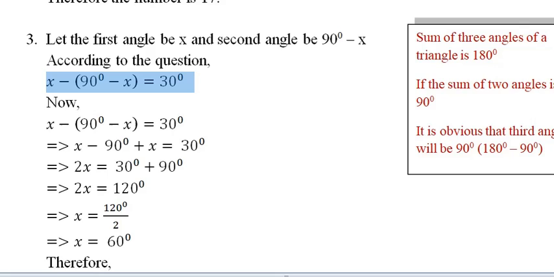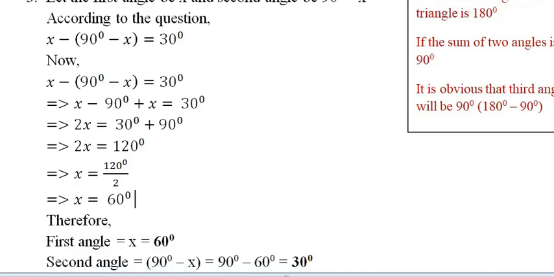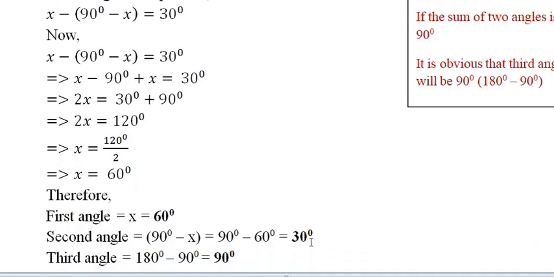So the value of x will be 60 degrees. So we found the first angle, 60 degrees. Okay, so the second angle will be how much? 90 degrees minus 60, that is 30 degrees. So the difference is 90 minus 60 is 30, and the third angle will be 90 degrees.